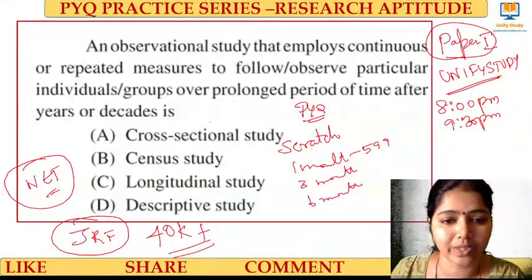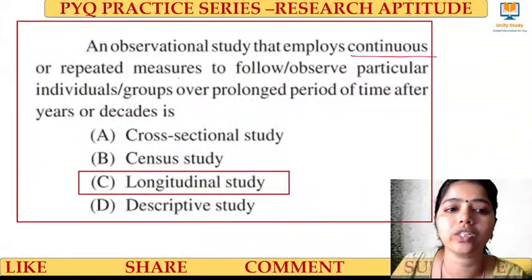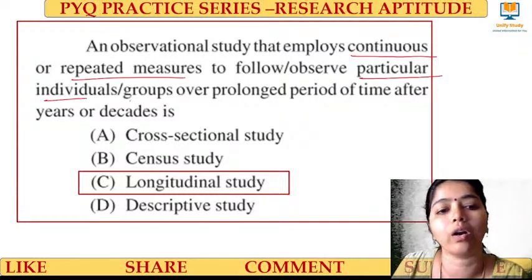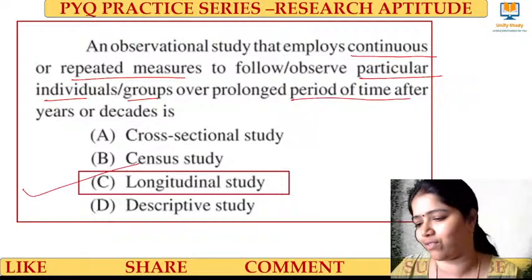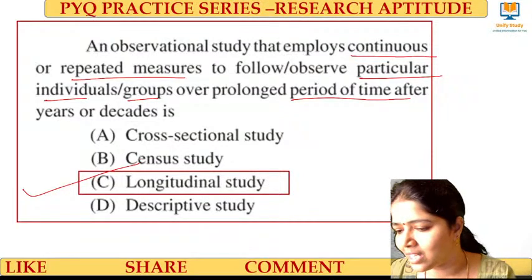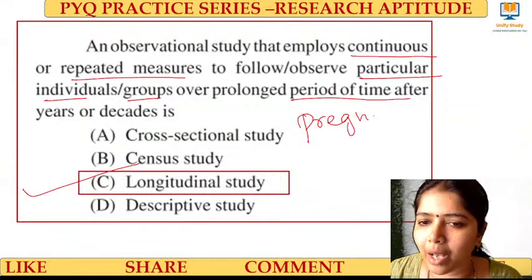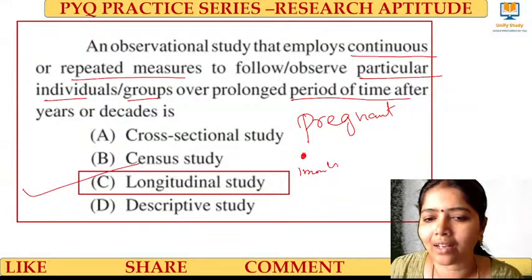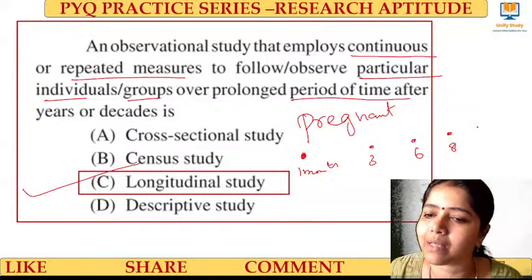The right answer for this question: the question was, the observational study that employs continuous or repeated measures to follow and observe a particular individual or group over a prolonged period of time. It's a longitudinal study. Very good, many of them gave the right answer. I gave you an example of pregnant women. She'll be monitored in the first month, then at the third month, the sixth month, the eighth month, and the ninth month, and then she'll be delivering a baby.